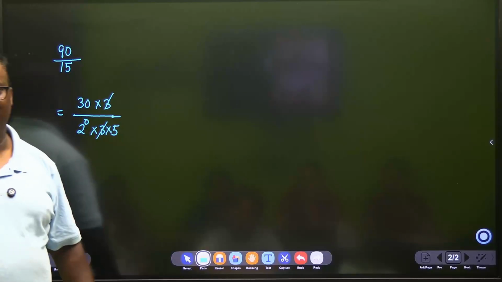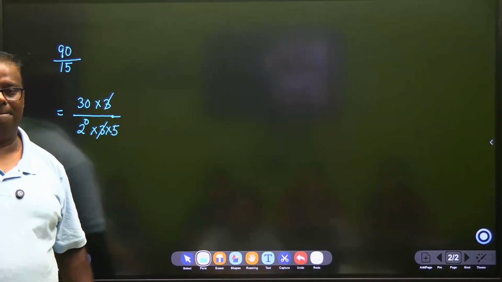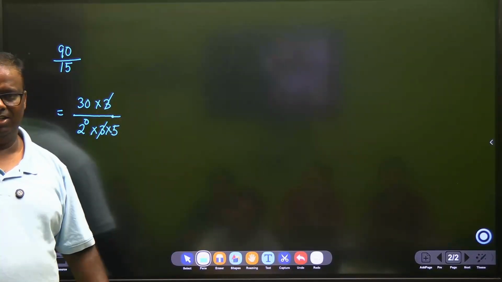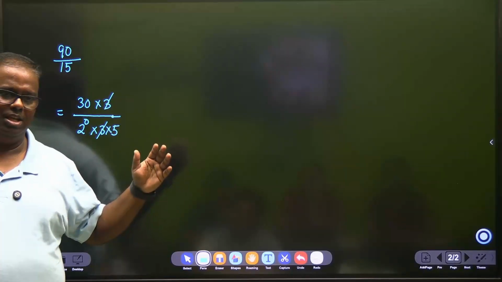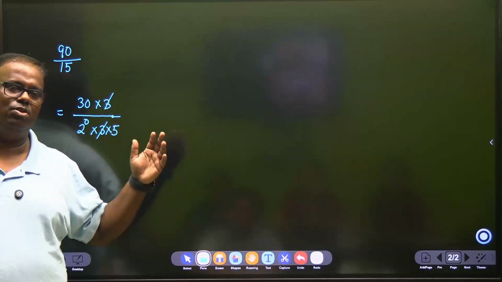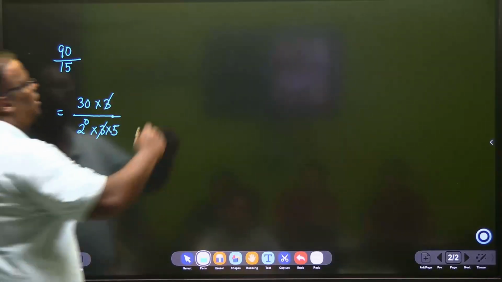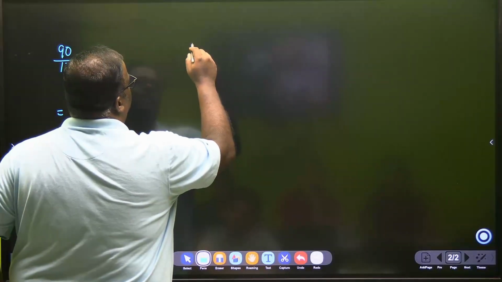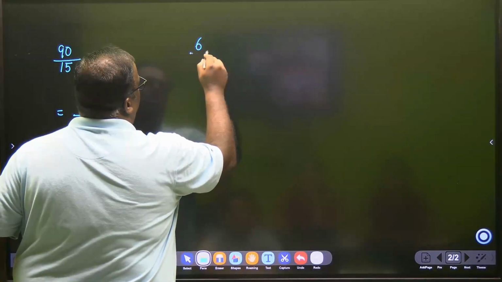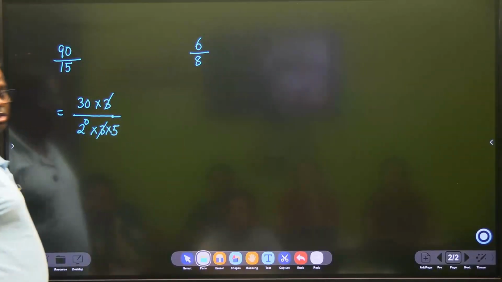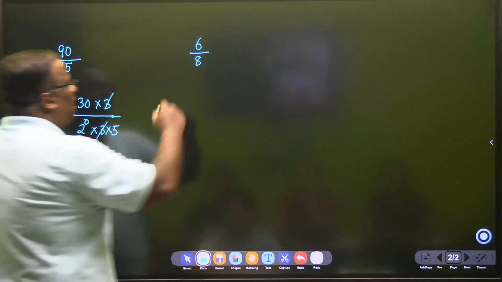This will terminate. 15 6s are 90, you can straight away check and see. Even big decimals also. Say you're dividing something by some number, let's take 6 divided by 8. 6 divided by 8.